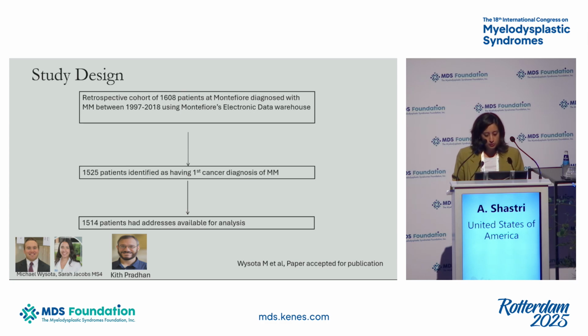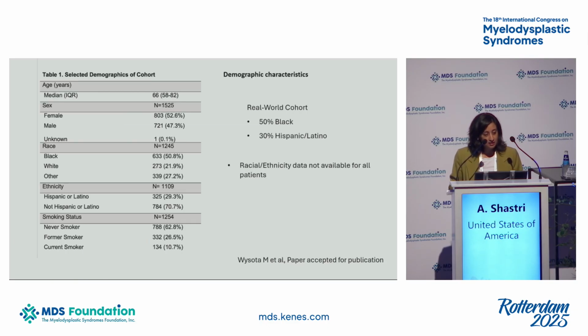So the first study we decided to do, just to model whether we can actually look at air quality, was looking at multiple myeloma. We used 1,600 patients' data from the year 1997 to 2018, and we identified about 1,500 patients as having a first cancer diagnosis of multiple myeloma, and about 14 hundred of these patients had addresses available for analysis. And this is the cohort that we had. They were 50% Black, 30% Hispanic. In this population, we could see that a large percentage were never smokers, actually 62%.